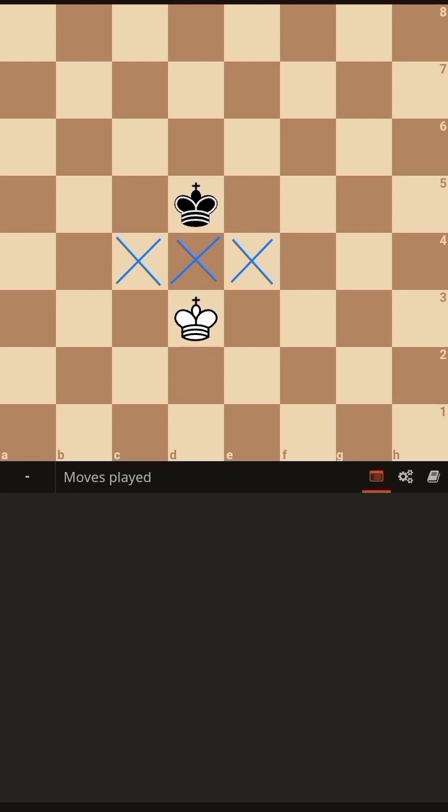Whoever has to move from the opposition is usually the losing side, because you give up control of one of the key squares among these three. So the opponent can now penetrate into your territory.